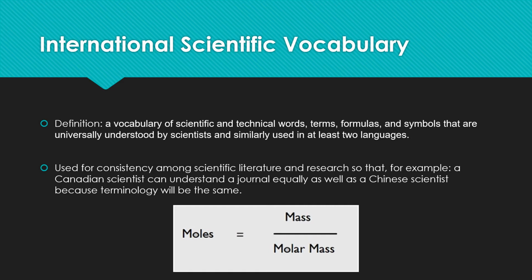So I've put an example here of the formula to find moles of a substance. This is an internationally recognized formula. It's the same no matter where you go, what country you're in, what language you speak. The formula to find moles is the mass of a substance, so what you're actually weighing in the lab on a scale, divided by the molar mass of the substance, which you can find on your periodic table. And after you do that equation, that is the mole of a substance.